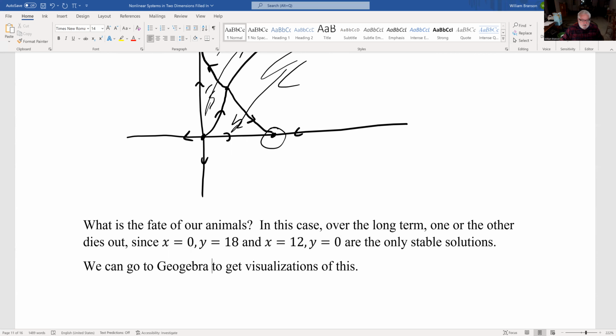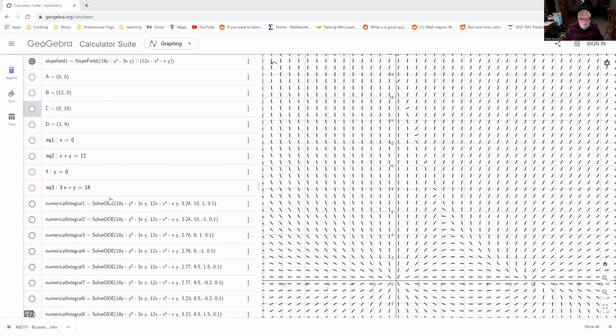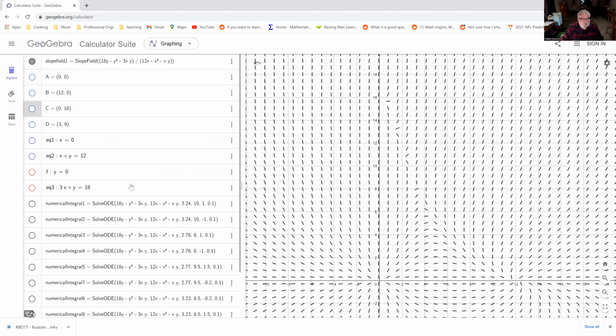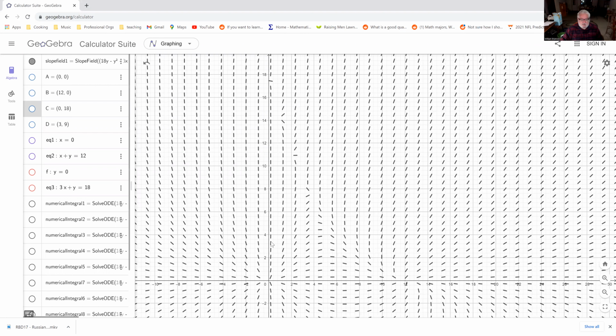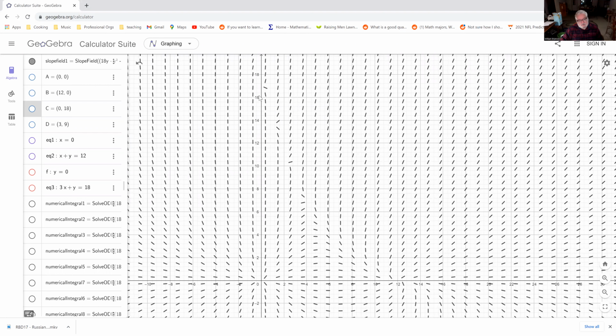Okay, so if we go to GeoGebra, we'll stop that share and we will share GeoGebra instead. So here's all the commands that I did. This is the same set of commands that I did for the previous example. So we can shrink this in a little bit. There is our slope field, right? And you can see kind of what it looks like there.